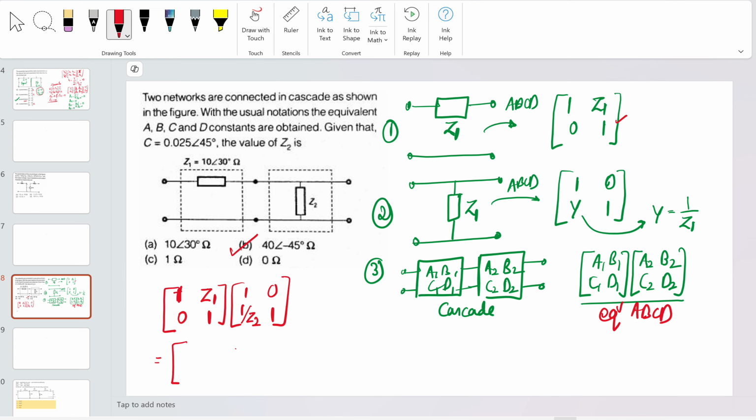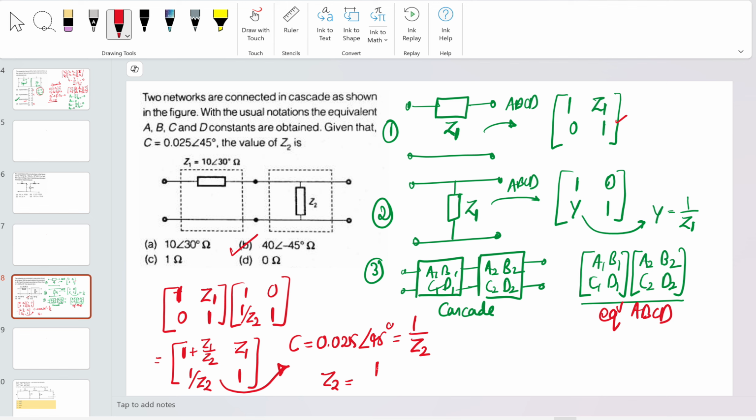When you multiply, you will get the equivalent: 1 plus z1 by z2, z1, 1 by z2, and 1. So the value of C was already given. It is equal to 0.025 angle 45 degrees, which is equal to 1 by z2. So what will be the value of z2? Z2 will become 1 divided by 0.025 angle 45 degrees. It will come out to be 40 angle minus 45 degrees. That's correct.